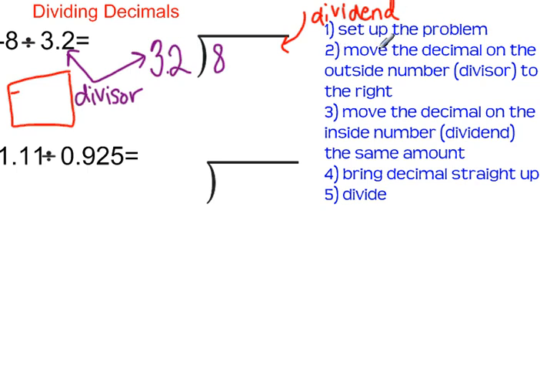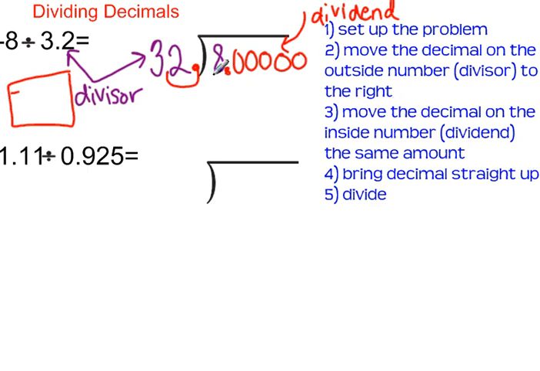Step 2, move the decimal on the outside number to the right. I need to move it until it is all the way at the end of the number, and now it is. Step 3, move the decimal on the inside number the same amount. Well, there's no decimal here in the 8, but I know that it belongs at the end, just like we see every day on the date on the whiteboard. And I can put as many zeros after this as I need. I don't know how many I'll need. I can put 1,000,000 there if I wanted to.